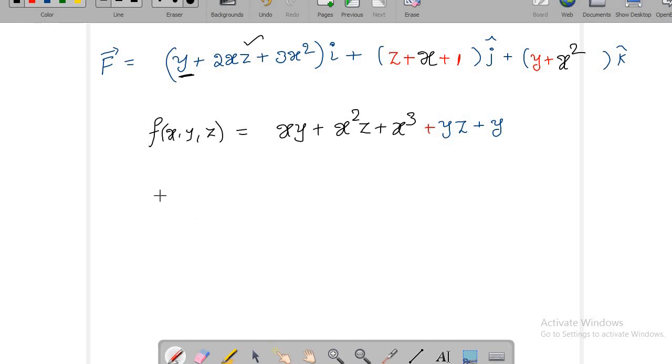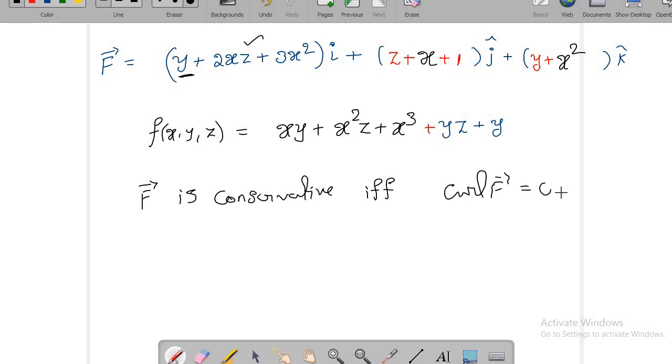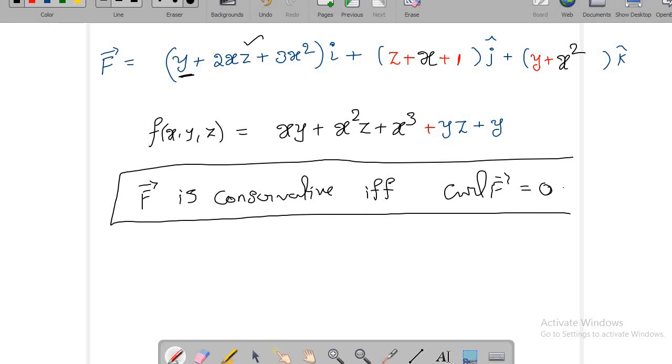Now we have an if and only if condition for a conservative vector field. This is the condition. F bar is conservative if and only if curl F bar equal to 0. If curl F bar is 0, then it is conservative. If it is conservative, then curl F bar is 0. In both ways, it is true. Okay. But remember one thing, every time, no need of checking curl F bar. The simple observation will tell you whether it is conservative or not.